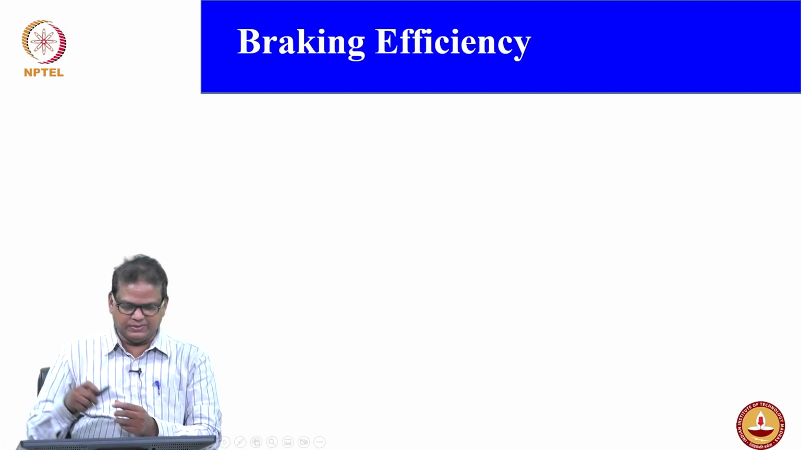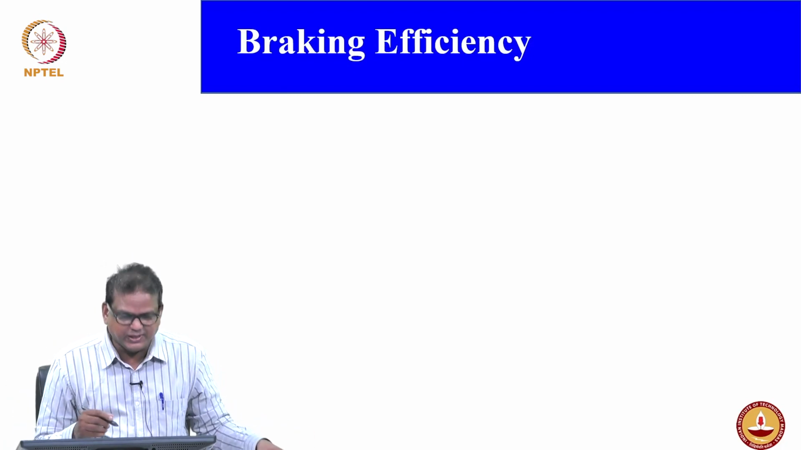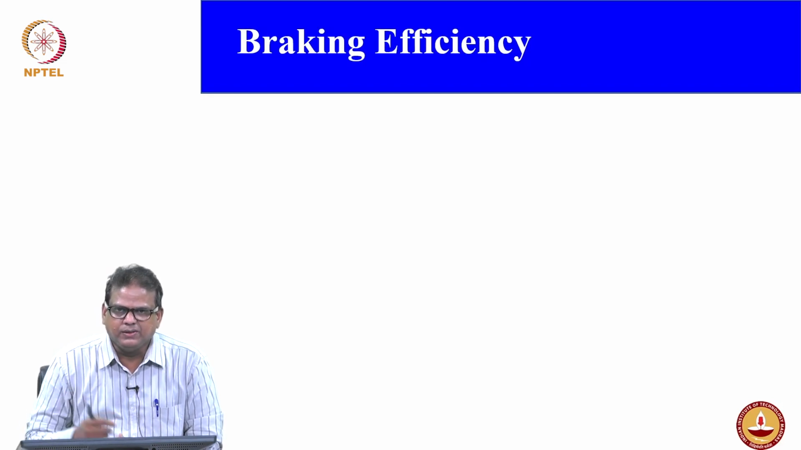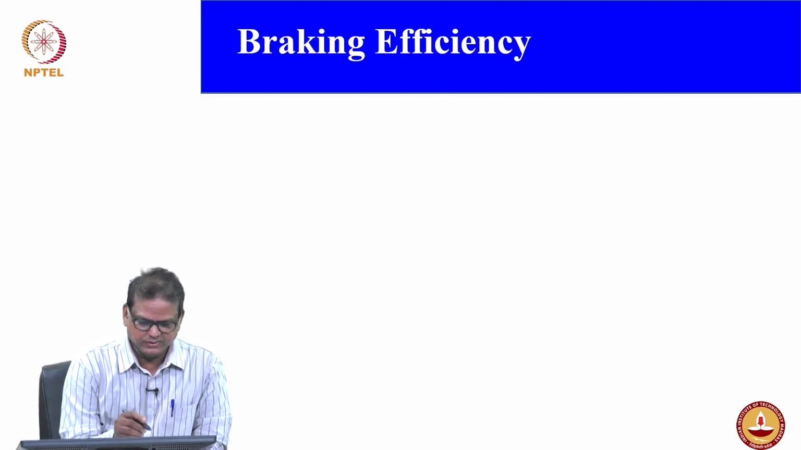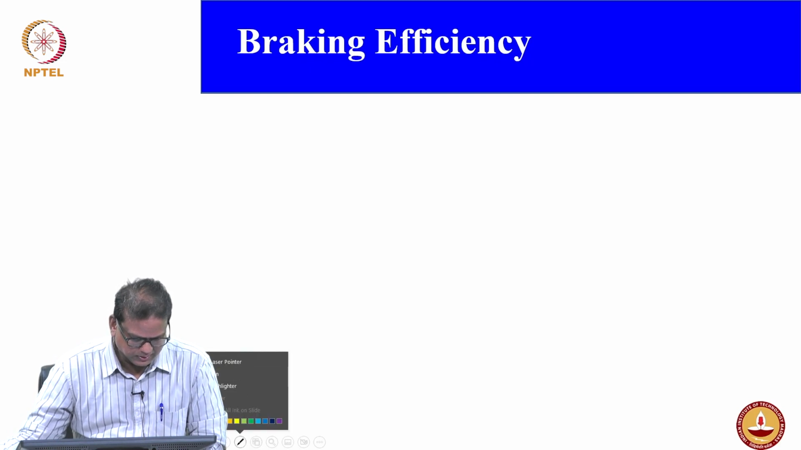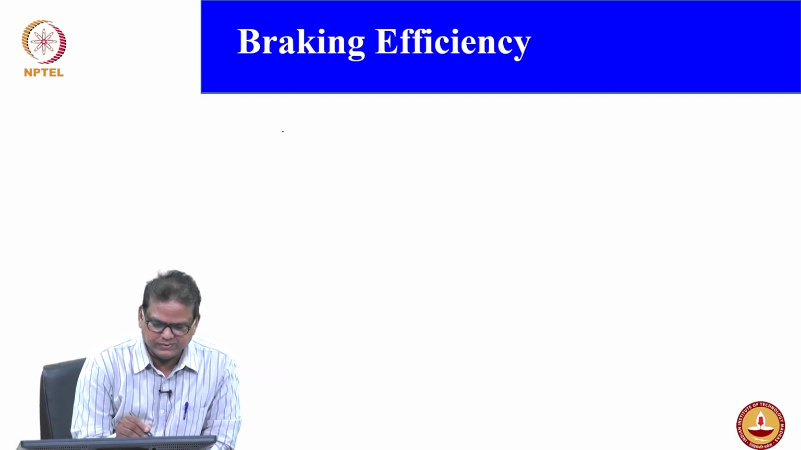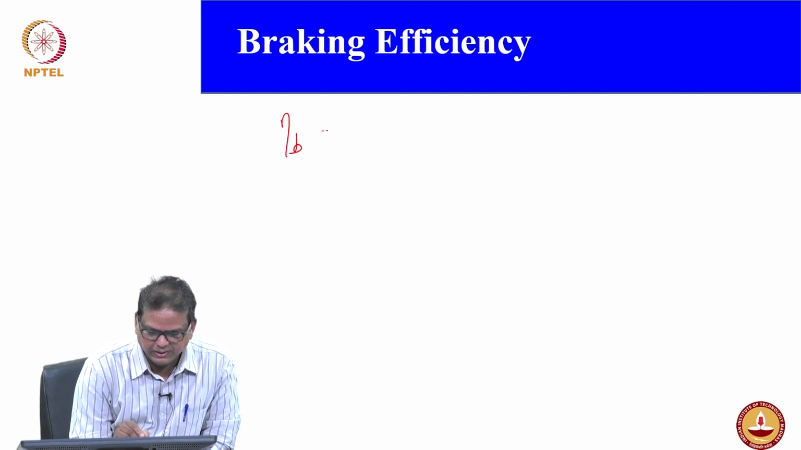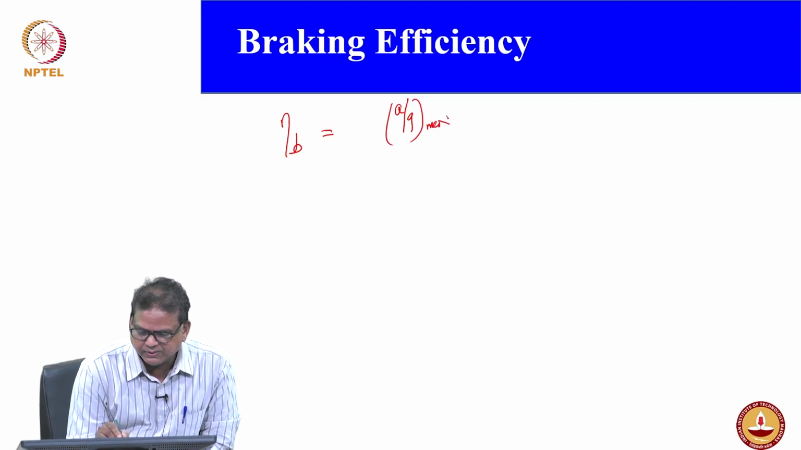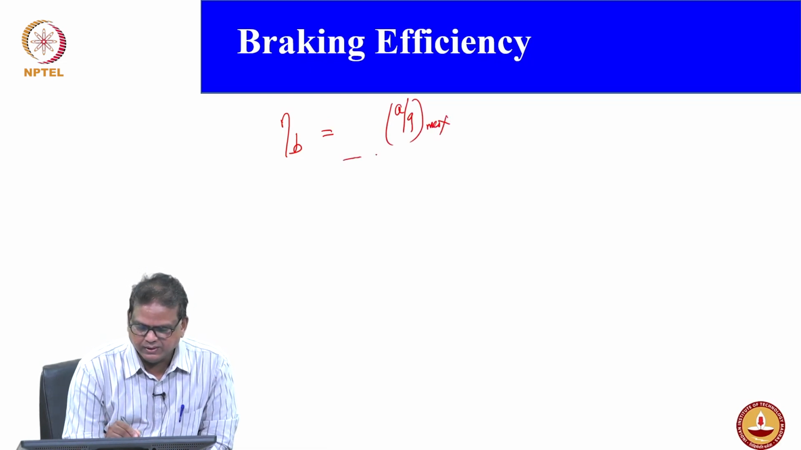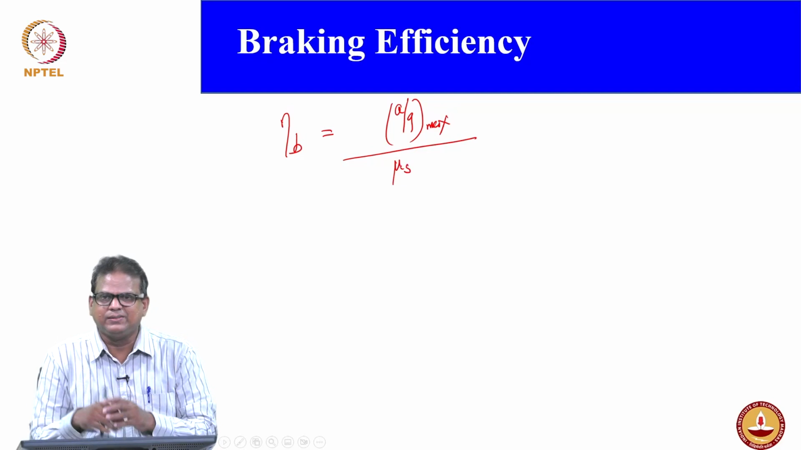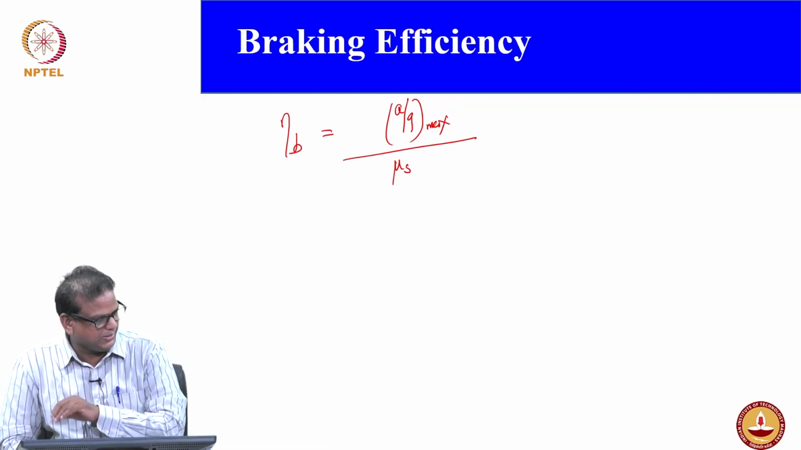So braking efficiency, right? The braking efficiency is the ratio between your maximum deceleration rate and the road adhesion coefficient. You can write eta b equal to the maximum deceleration rate, depending on whether it is the front axle or rear axle, with respect to the road adhesion coefficient mu s at the ground and tire interface. So that's how it happens.